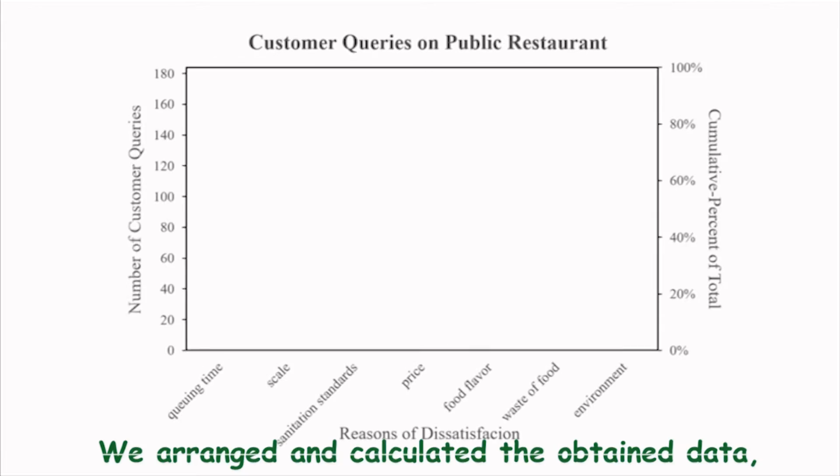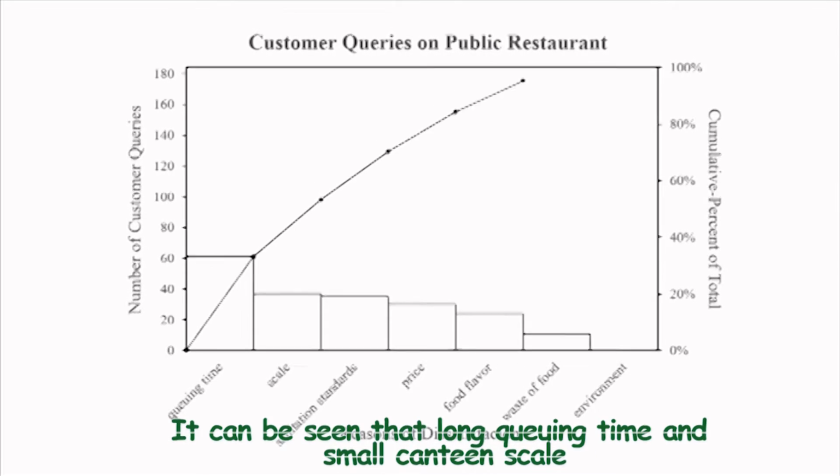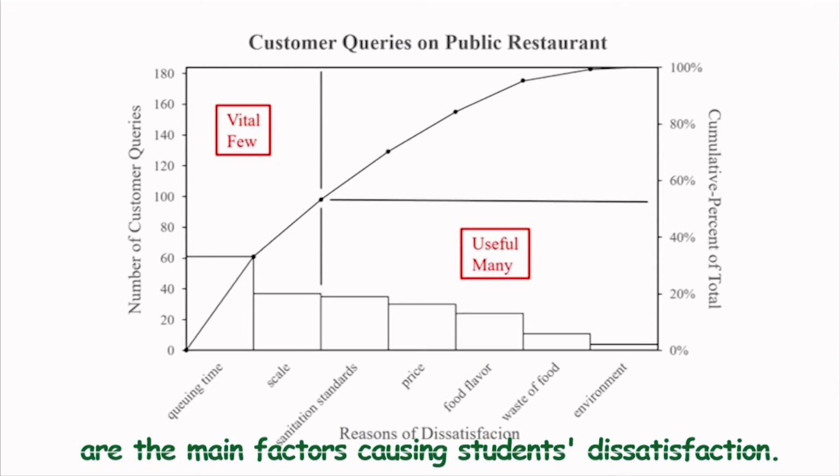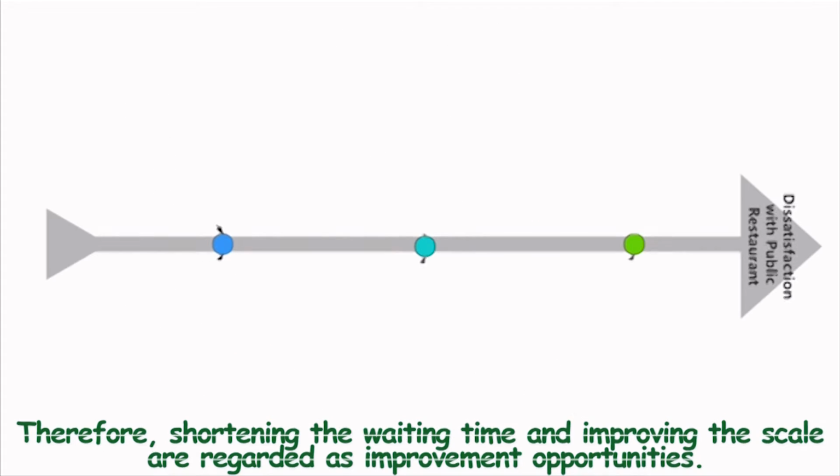We arranged and calculated the obtained data, based on which a Pareto diagram is drawn. It can be seen that long queuing time and small canteen scale are the main factors causing students' dissatisfaction. Therefore, shortening the waiting time and improving the scale are regarded as improvement opportunities.